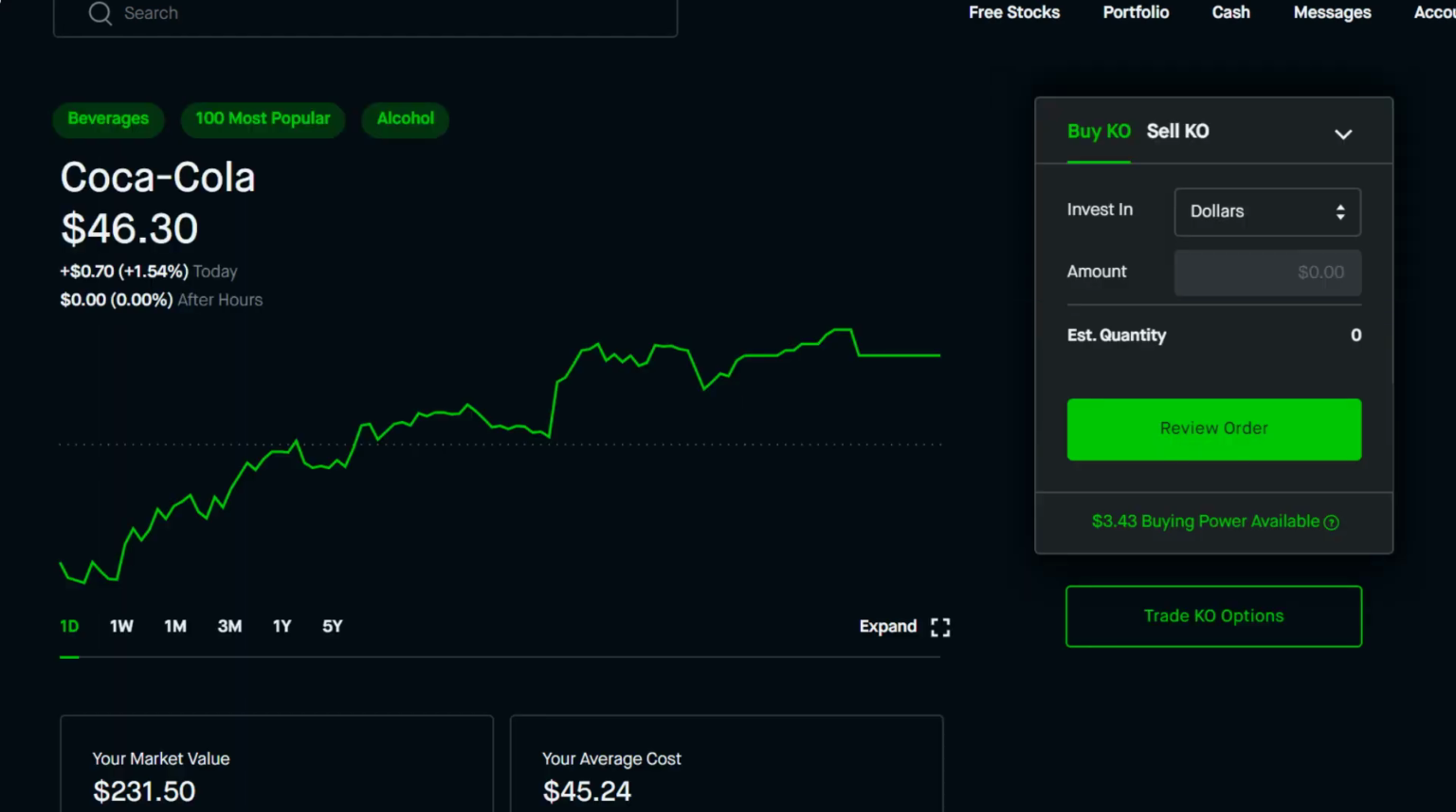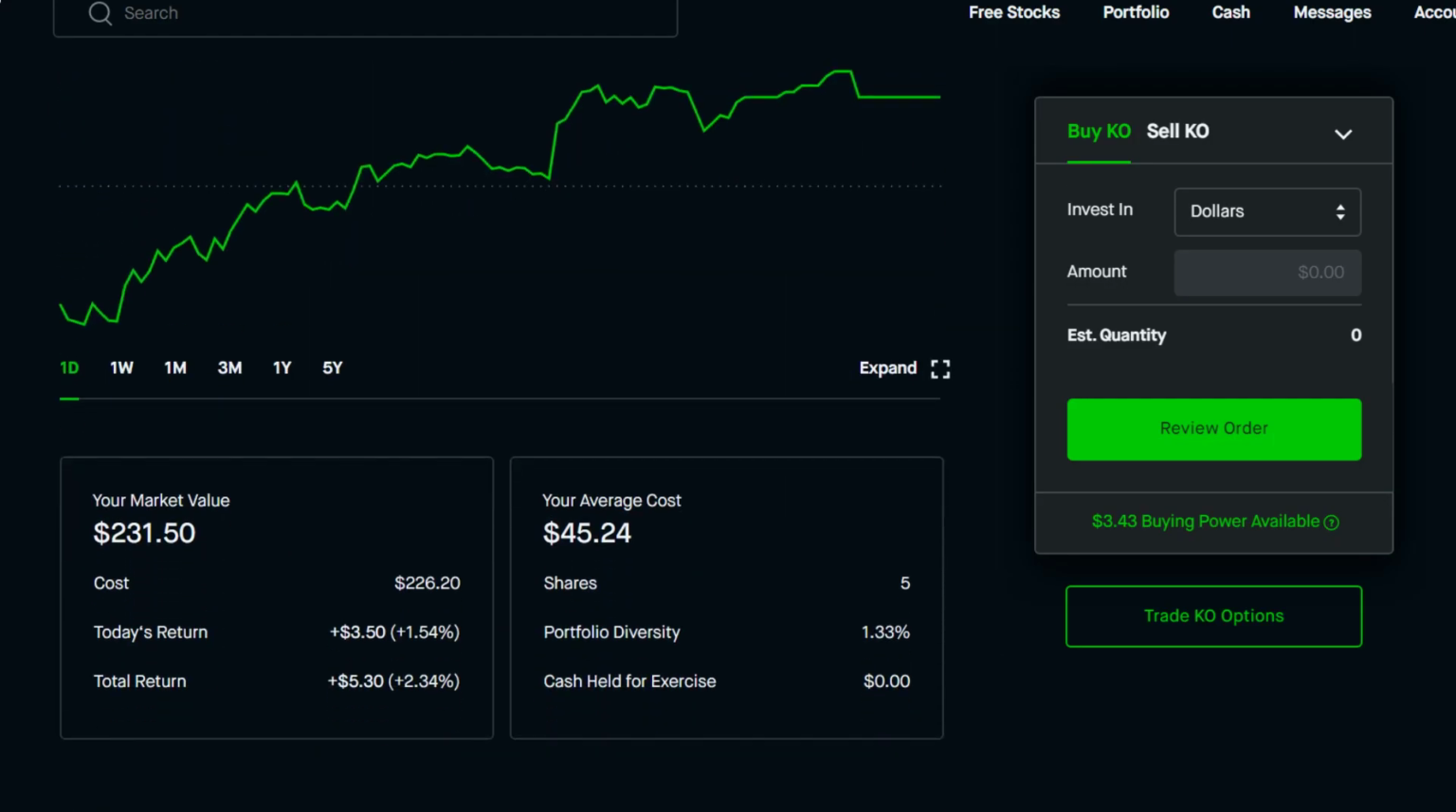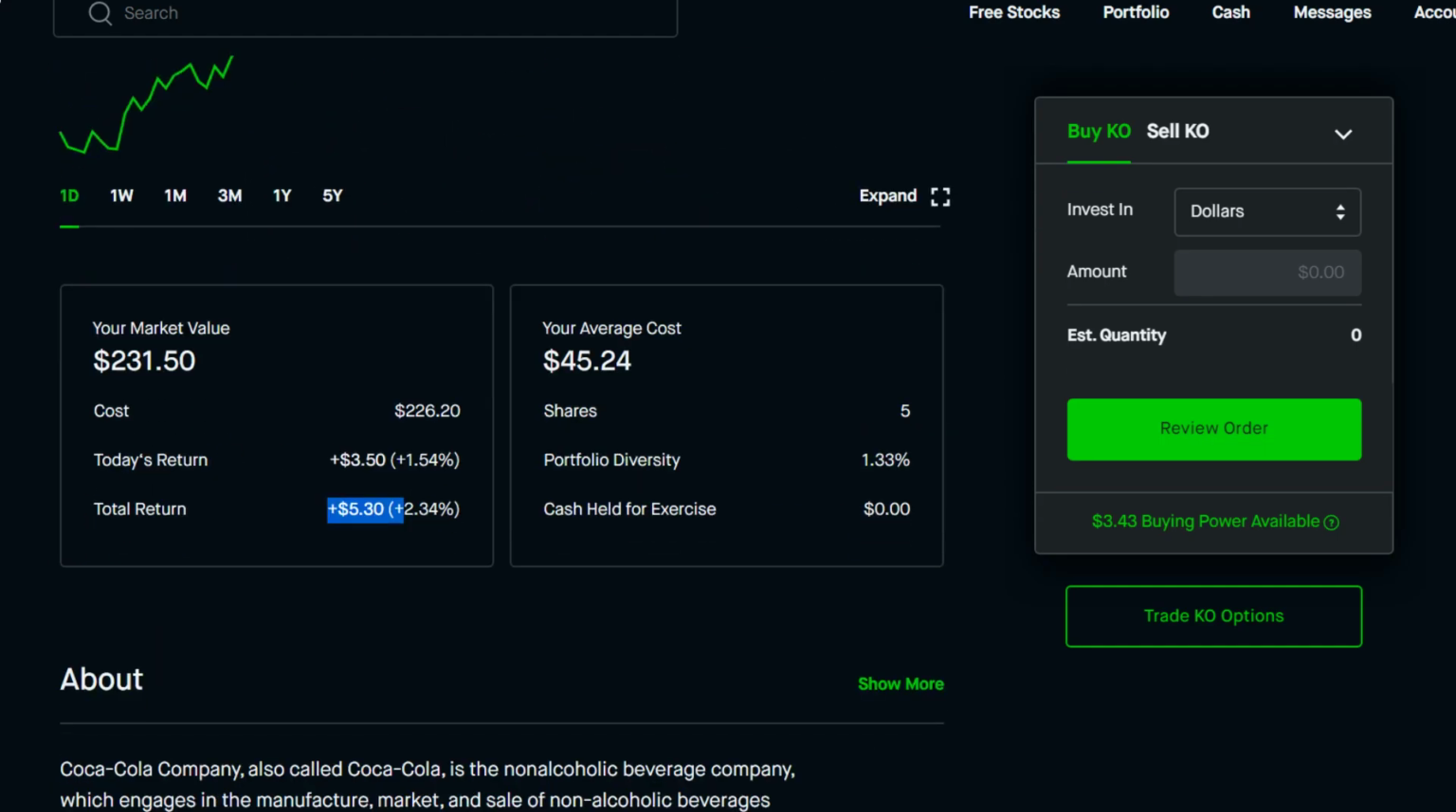But following Home Depot, we have Coca-Cola. Just a classic holding here. $45.24 per share, 5 shares, 1.3% of the portfolio. Total return of $5.30 or 2.3%. So definitely one I'd be okay with adding more of at these levels.